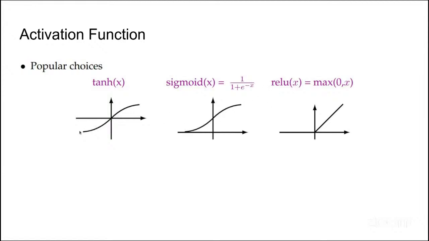Tan h lies between -1 to 1, and ReLU lies between 0 to infinity. So y equals x, right? With x equal to infinity, ReLU is infinity, and the minimum value is 0. So these are some of the popular choices of activation function, where one activation function is called tan h, another is sigmoid, and another one is ReLU.